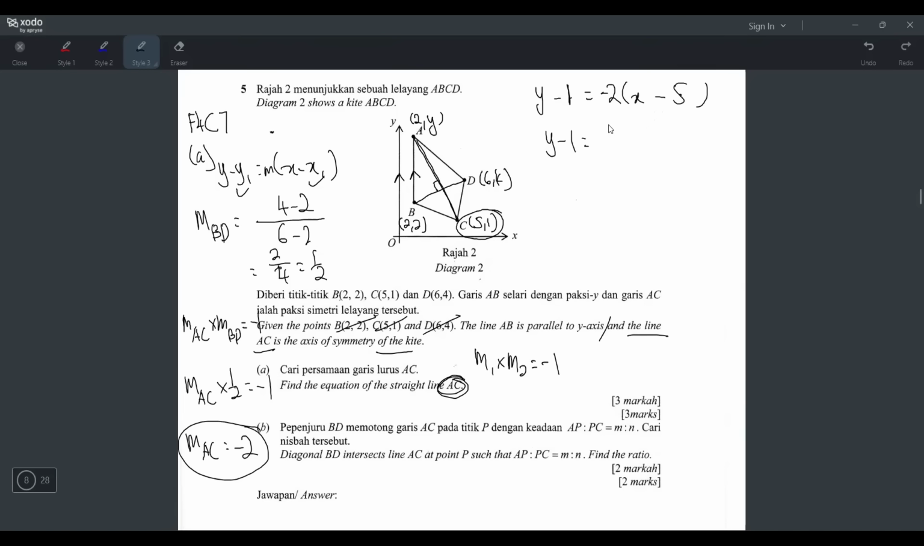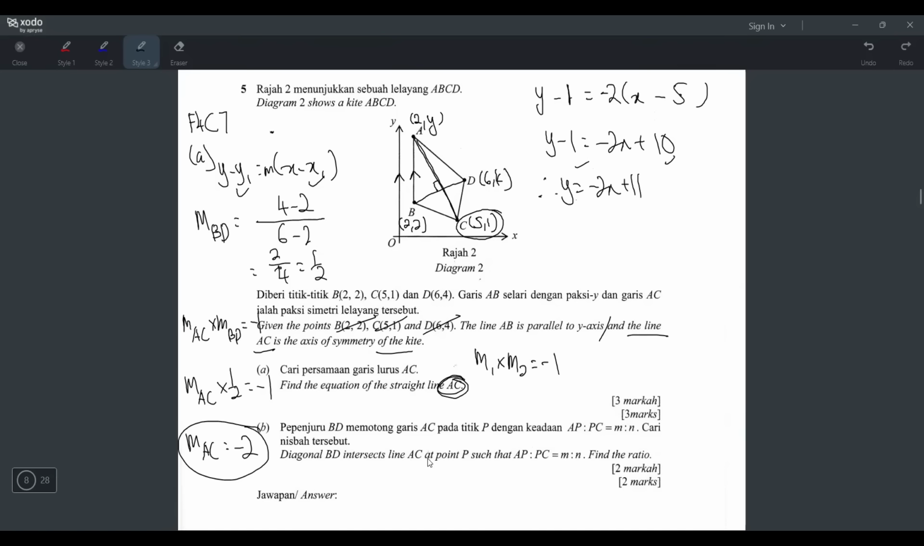Alright, so now you can expand -2x, -2 times -5, +10 I think. Yeah, and then the -1 can move over there, and then number dengan number boleh buat. 10 plus 1 is +11. So there you have it. That's the answer. Right, let's do B.